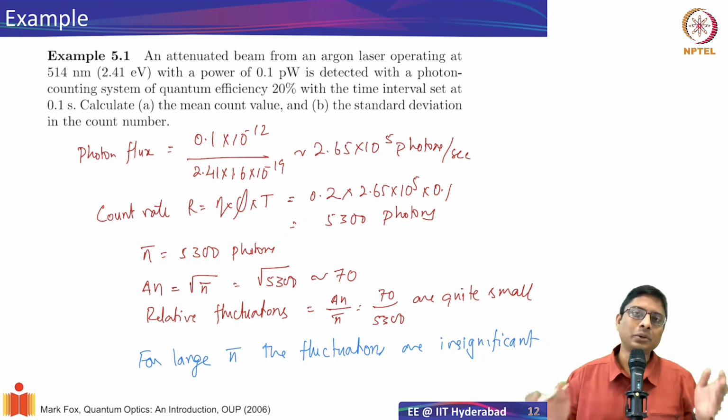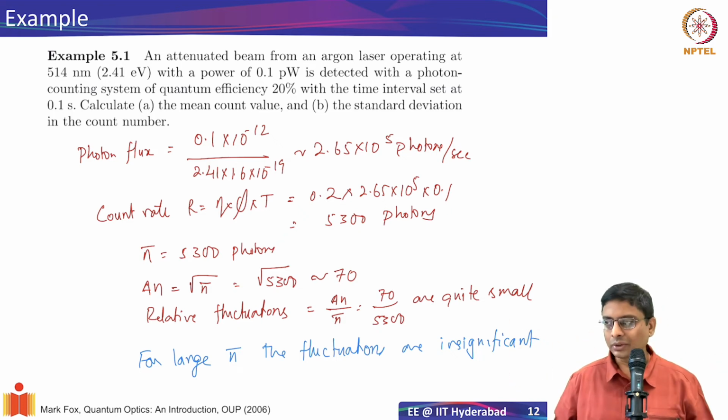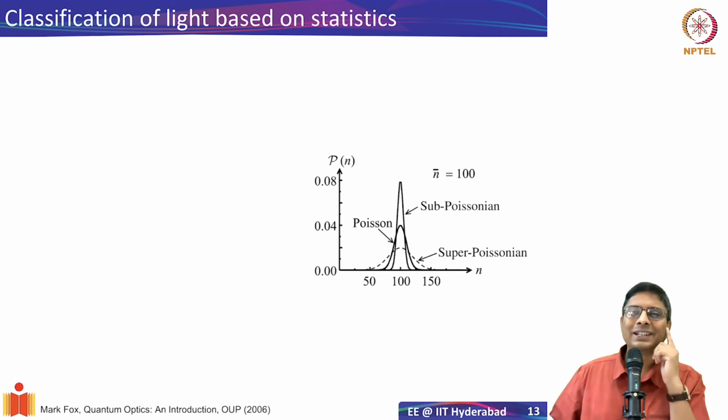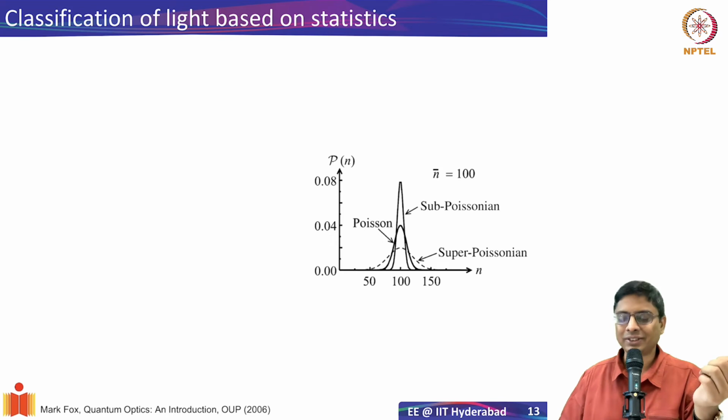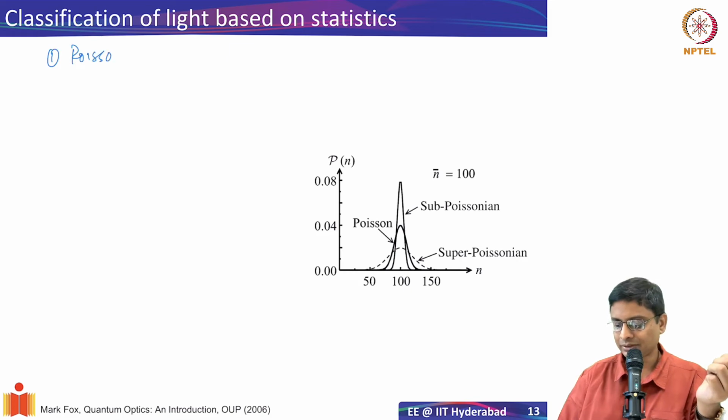And that is why you have to go to smaller time intervals where you actually see. Okay. So you might say, why are you worrying so much? Well, the interesting thing is here. Now we can classify the type of light sources based on the statistics they exhibit. The first type of light source is what we will call a Poissonian light source. Poissonian light. Basically that means that your delta n is equal to square root of n bar.